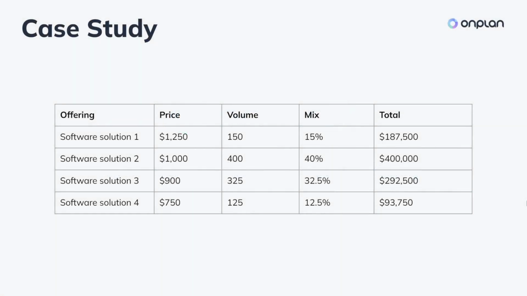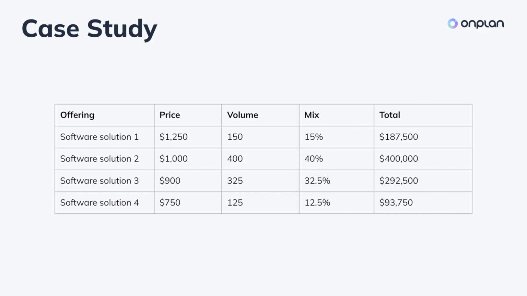For our case study, we present a SaaS business that has 4 software solutions. Each has a different price, a different number of units sold, and was introduced to the market at a different time. We set it up this way so that we can already expect that the contributions of each product in terms of price, volume, and mix will be different, as highlighted in this high-level overview of the company's performance in the first month.